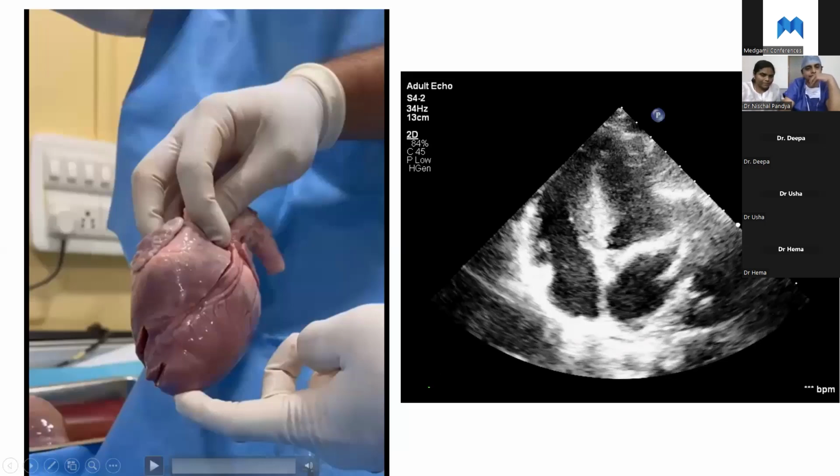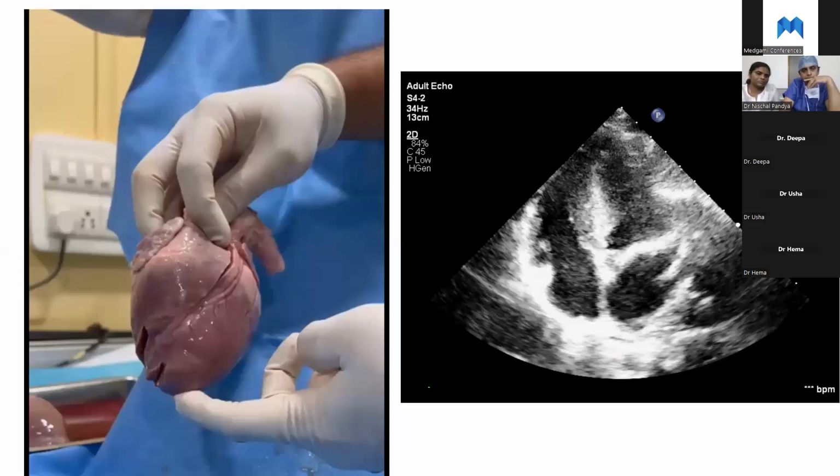Deepa. Yeah. So, usually when we report on Epstein's anomaly, we are not sure whether we are seeing the septal leaflet or the tricuspid leaflet. So usually we say that it is a septal leaflet that is apically displaced, but most often we find that the posterior leaflet is also apically displaced. So when we want to give a report to the surgeon, we have to comment on all three leaflets.